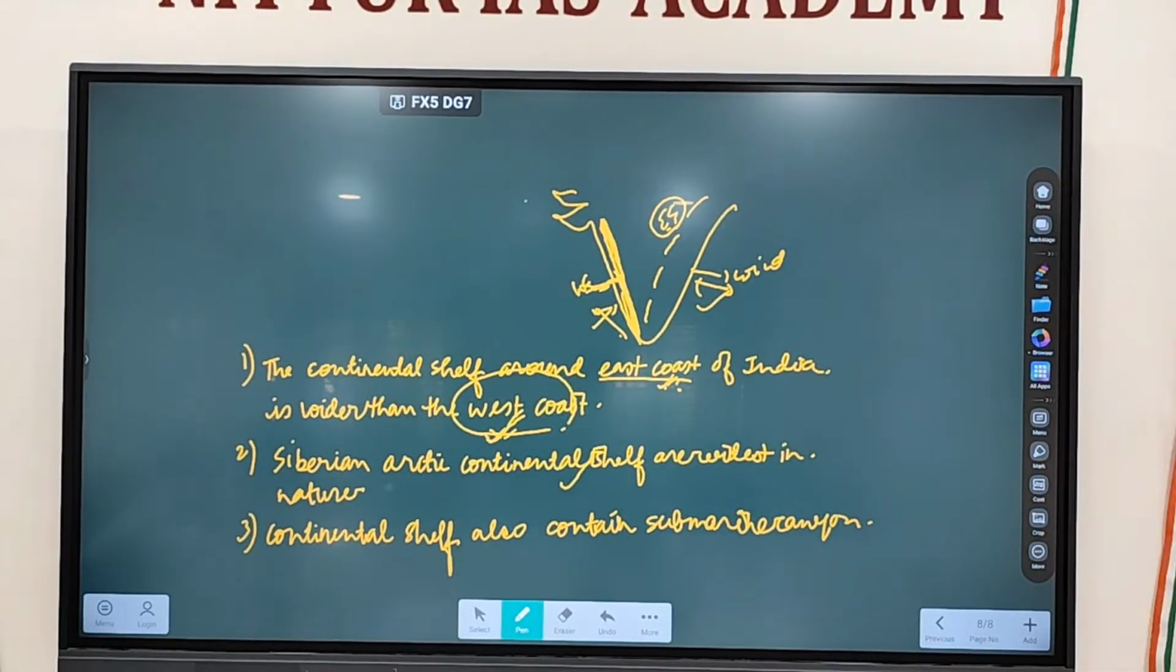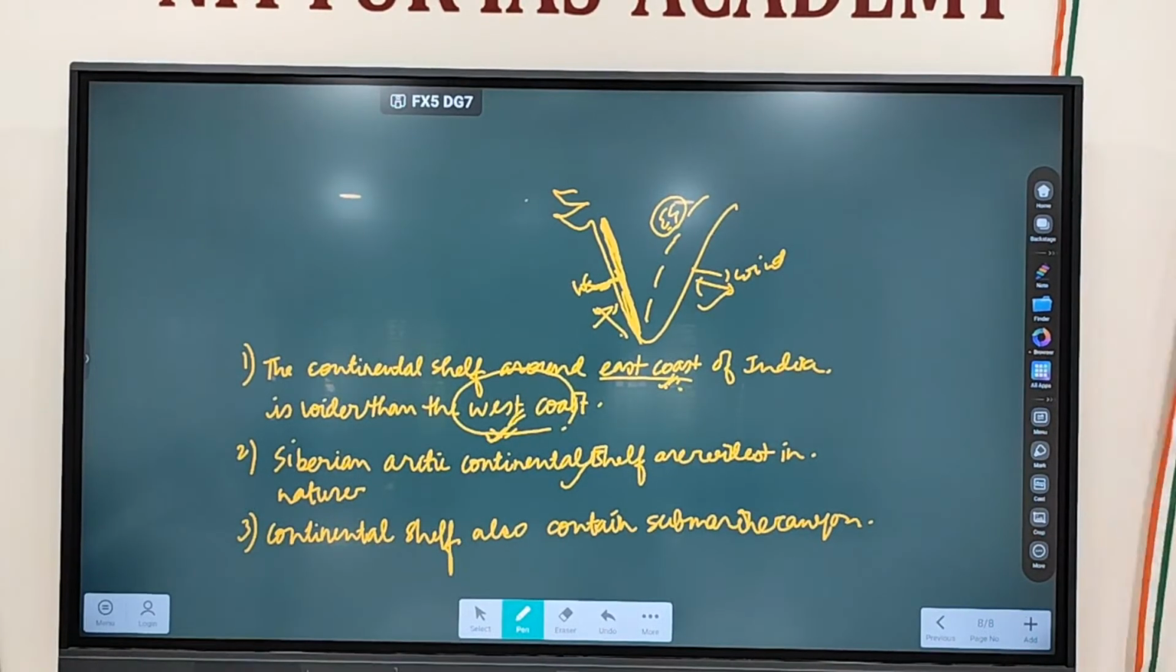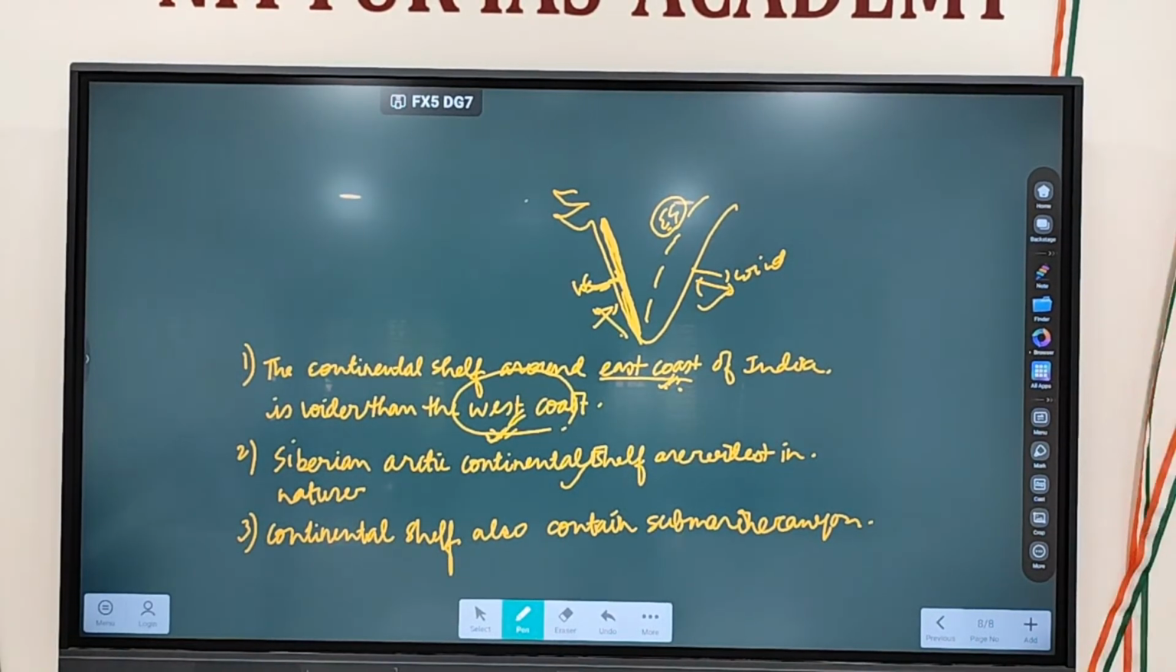They may associate it with continental shelf, continental slope, continental rise, and deep sea plain. So you will get those types of questions in the examinations. Fine. Any doubt regarding this one?